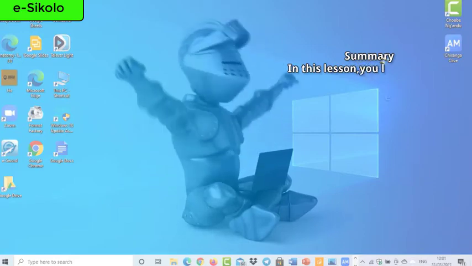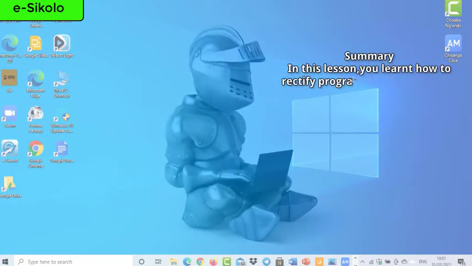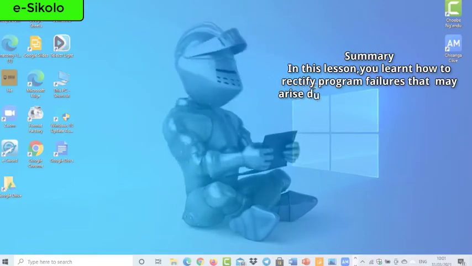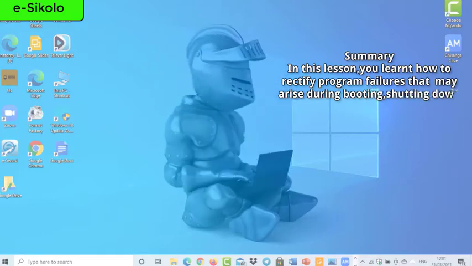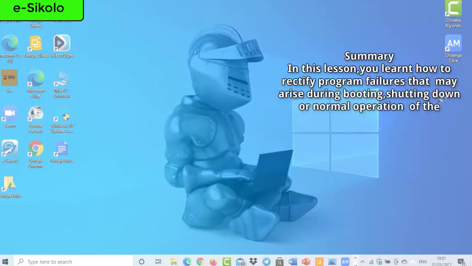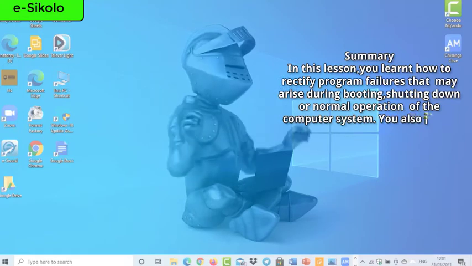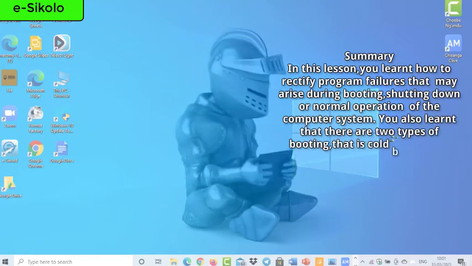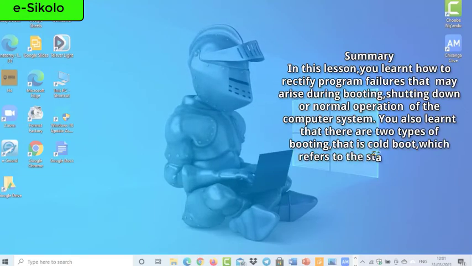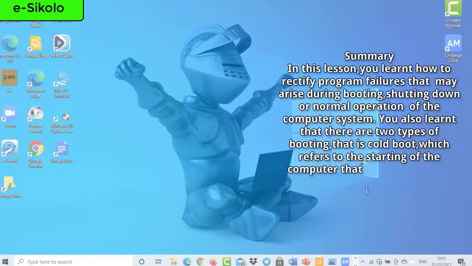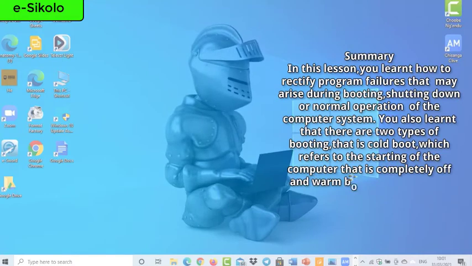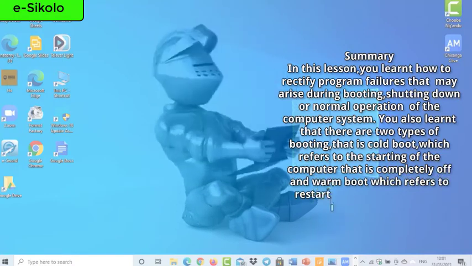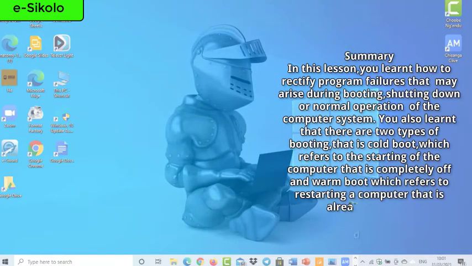Summary. In this lesson, you learned how to rectify program failures that may arise during booting, shutting down, or normal operation of the computer system. You also learned that there are two types of booting, that is a cold boot, which refers to the starting of the computer that is completely off, and warm boot, which refers to restarting a computer that is already running.